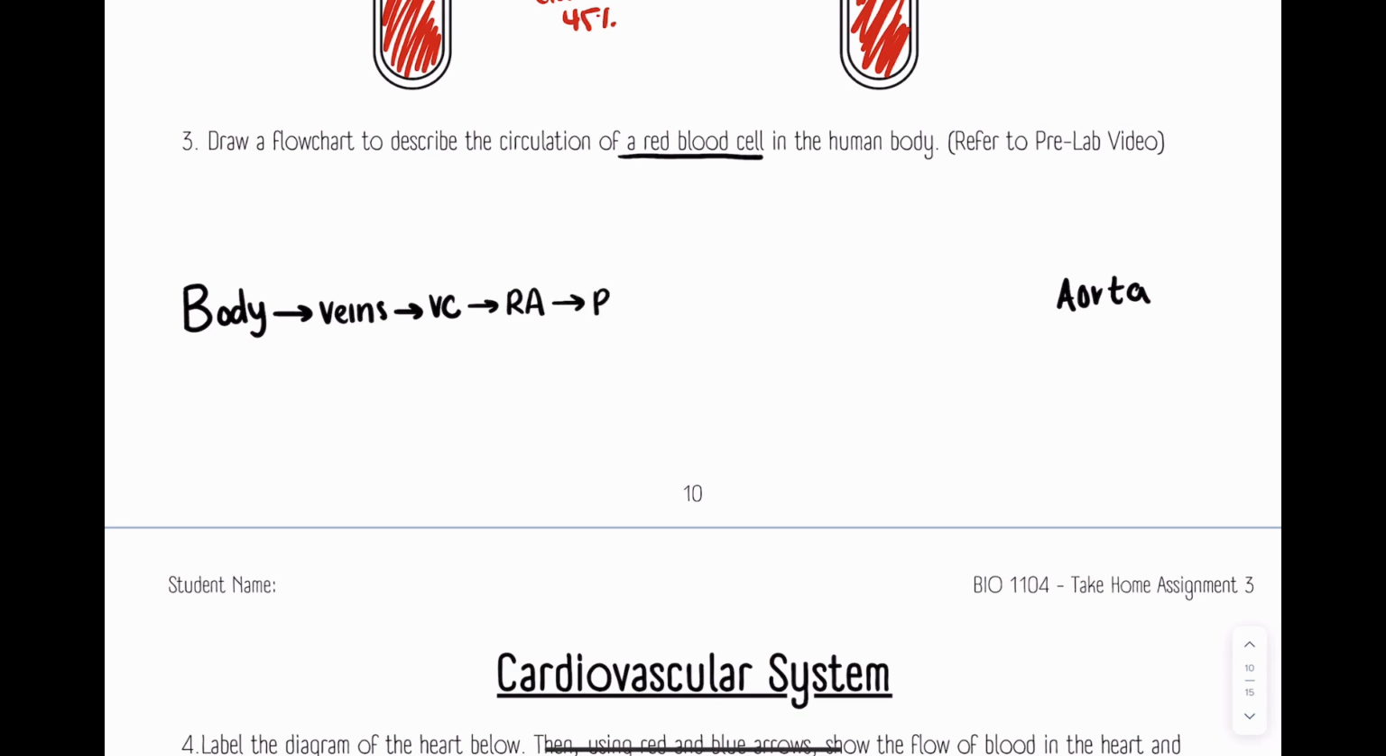That's going to go to the right ventricle via the tricuspid valve. That's going to go through the pulmonary valve. So pulmonary valve, pulmonary arteries. That's going to go to the lungs, specifically the alveoli. It's going to get all oxygenated there. Then it's going to go back into the pulmonary veins. That's going to go to the left atrium.